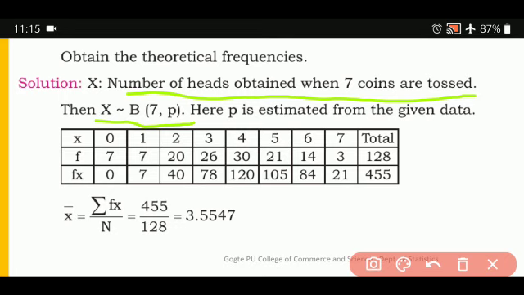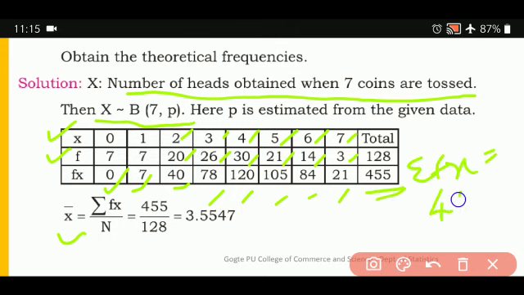So again, the first step is to find x bar, that is summation fx divided by capital N. So this is your x, f into x: the first term is 0, then 7, 2 into 20 is 40, 3 into 26 is 78, 4 into 30 is 120, 5 into 21 is 105, 6 into 14 is 84, 7 into 3 is 21. This is your summation fx, which is 455. You have done this in PUC on finding simple arithmetic mean. So x bar is equal to 455 divided by the total, 128, capital N. When you divide it, you get 3.5547. So the first step is to find this arithmetic mean.